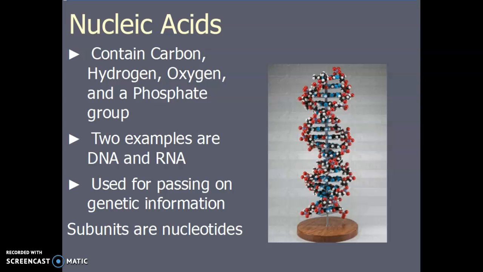Okay. All right, so then the last one is nucleic acids, and we've actually done this one already when we did DNA and RNA. Remember, they have an extra thing that gives them away too: carbon, hydrogen, oxygen, and phosphate. So this is like CHOP, carbon, hydrogen, oxygen, phosphate. The only two examples are DNA and RNA, and we pass on genetic information with them, okay? So the important thing up here, its subunits are nucleotides, and you guys know that one already.